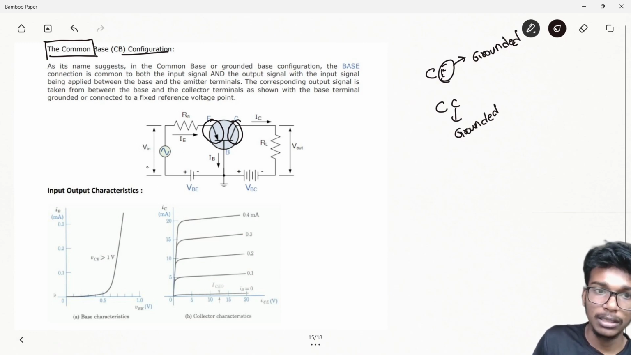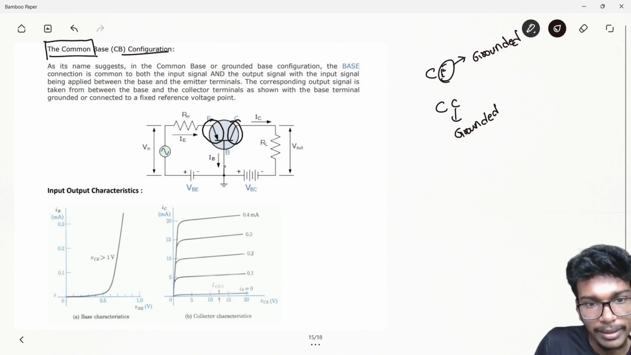Just try to memorize this circuit diagram. We are applying voltage V here. It is an alternating voltage in which we are taking the input signal from the emitter, and we are traversing back the excess amount of voltage to the ground, and we are taking the output signal from the collector. This is the common base configuration circuit diagram.